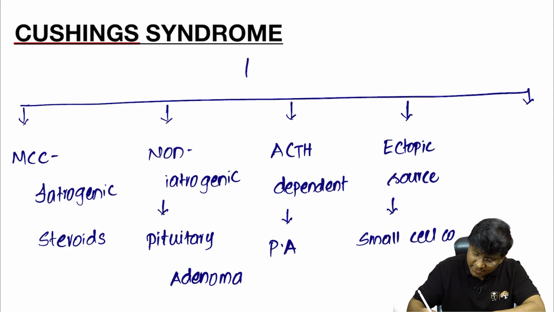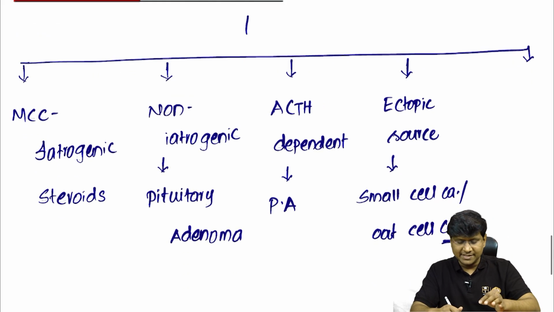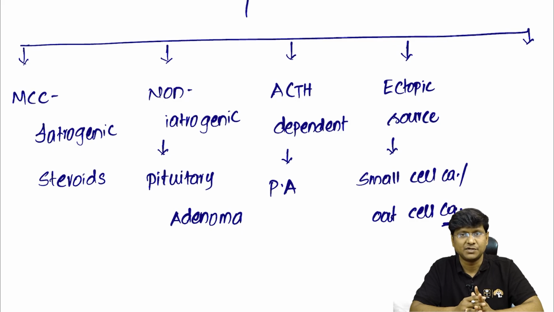This small cell carcinoma is also called the oat cell carcinoma. Actually, there are many ectopic sources for the development of the Cushing's. That includes small cell carcinoma of the lung, followed by the pancreatic as well as the bronchial carcinoid, then followed by the pheochromocytoma. So these are all the ectopic sources for the Cushing's. But out of this, the most common cause will be the small cell carcinoma of the lung or the oat cell carcinoma of the lung, right?